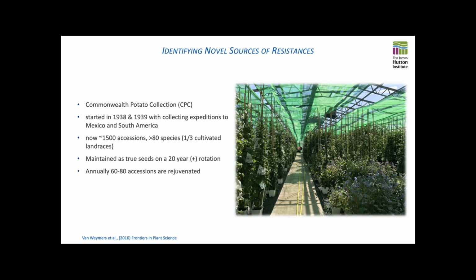Now, the CPC is maintained as true seeds and is on a very slow cycle of rotation. There's a 20-year cycle, and that's done deliberately because every time you grow up seeds from this CPC, you lose some of the diversity. And here's a typical snapshot from a glasshouse at our institute. About 60 to 80 accessions are grown every year, and we have multiple replicates per plant, so that they come from true seeds. And we cross between these to try and keep as much of the diversity as we can.